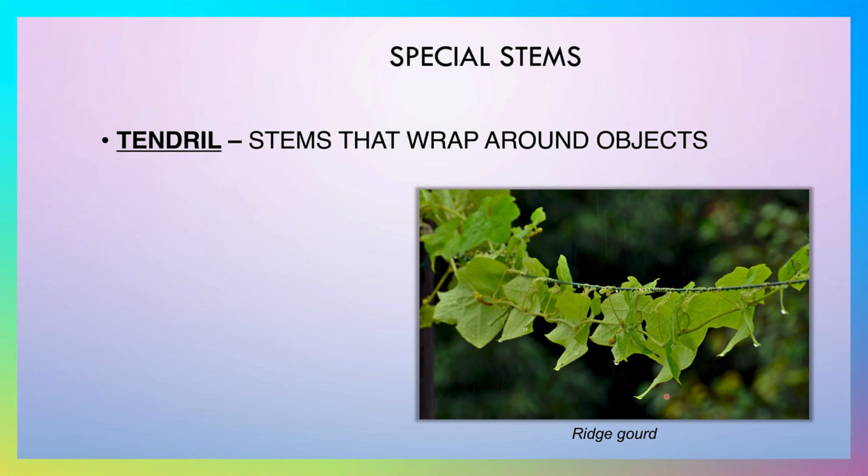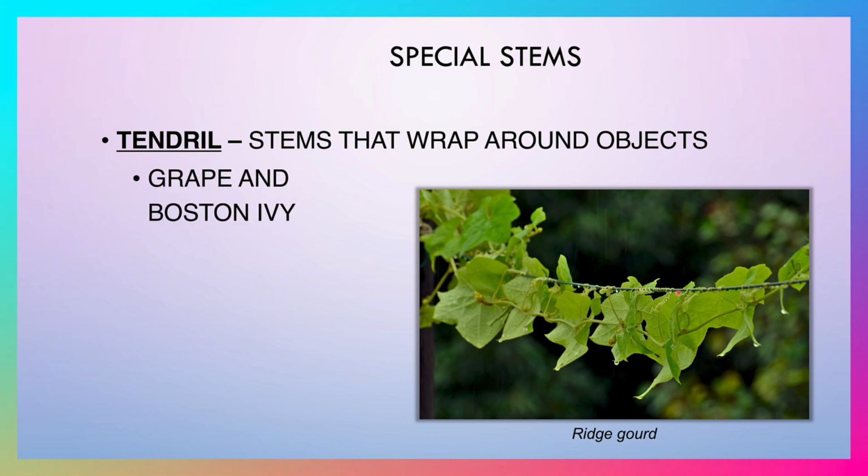The next is a tendril, and actually we saw some tendrils when we were talking about thigmotropism. Tendrils are stems that wrap around things. They sense touch, and then they begin to wrap around it. This is an example of a tendril wrapping around a wire or a clothesline. Grapevines or Boston ivy are two examples of plants that have tendrils.